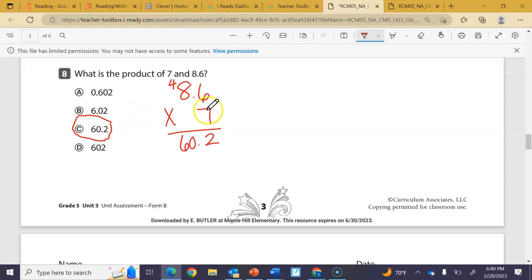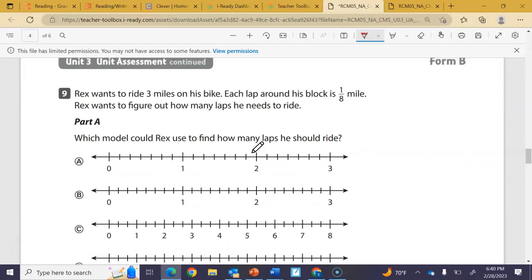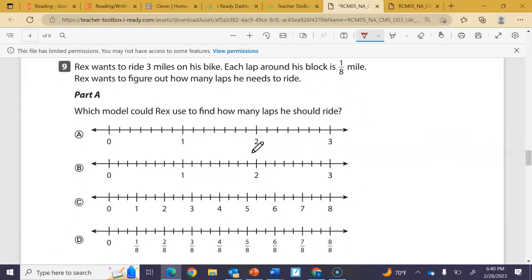Right, and that's how you solve this problem. Number 9. Rex wants to ride 3 miles on his bike. Each lap around his block is 1/8 of a mile. Rex wants to figure out how many laps he needs to ride. Which model could Rex use to find how many laps he should ride?